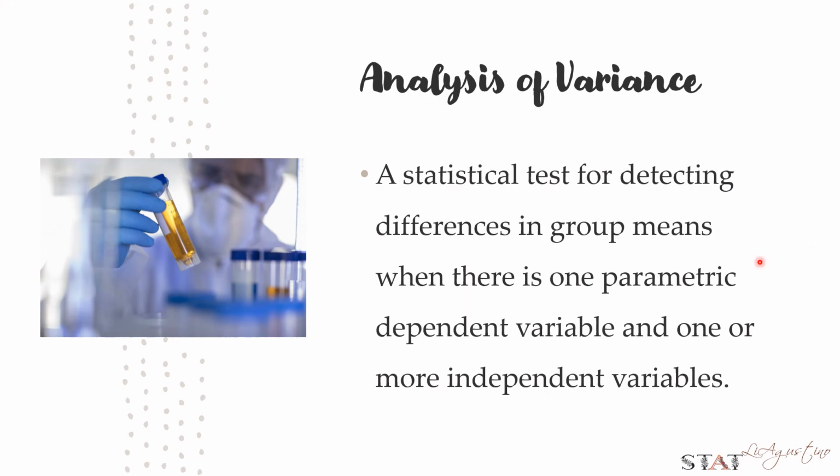And then for analysis of variance. It is a statistical test for detecting differences in group means when there is one parametric dependent variable and one or more independent variables. In the t-test, you only have two groups to compare, whereas in analysis of variance, you could compare three or more. For example, is there a significant difference on the academic performance of first year, second year, third year, fourth year? So it's more than two groups, so I can use the analysis of variance.